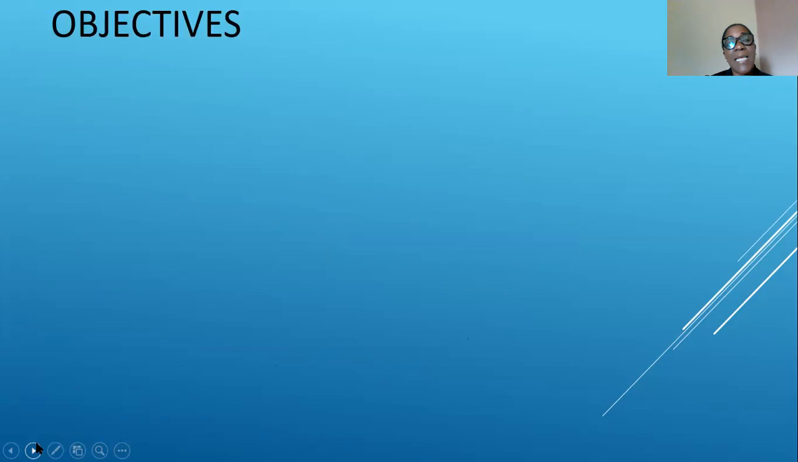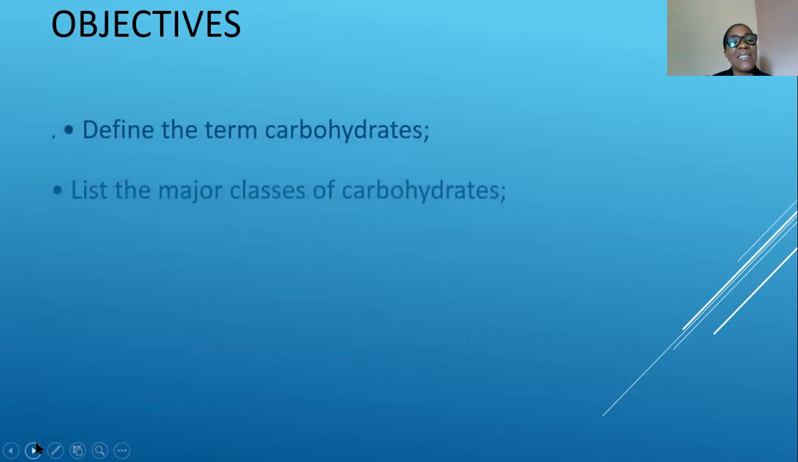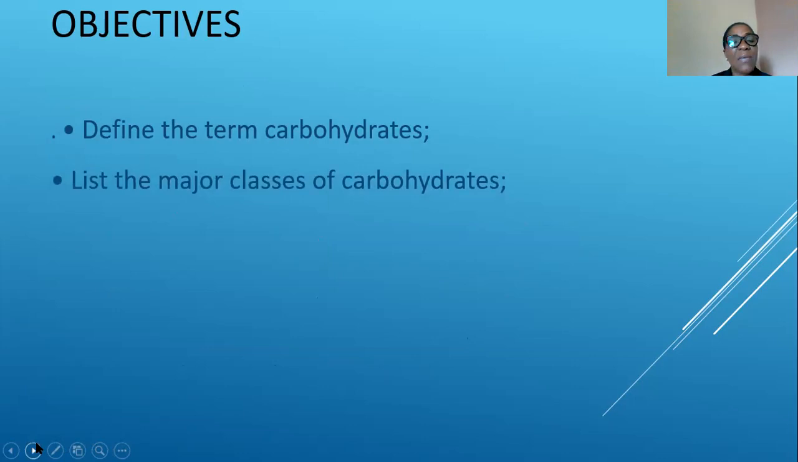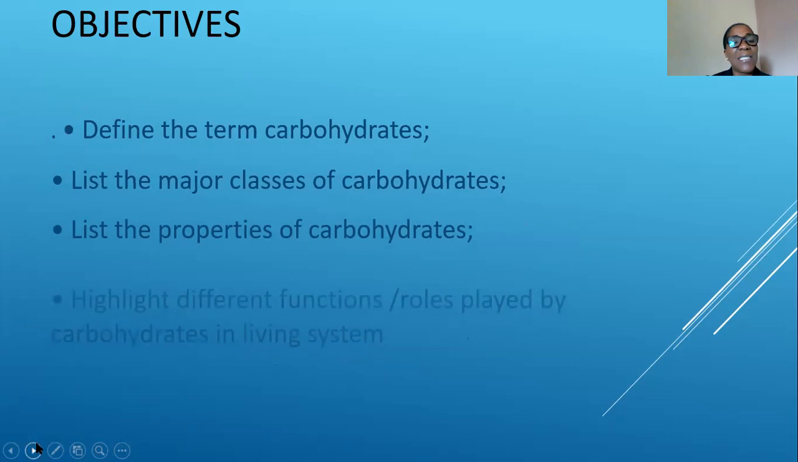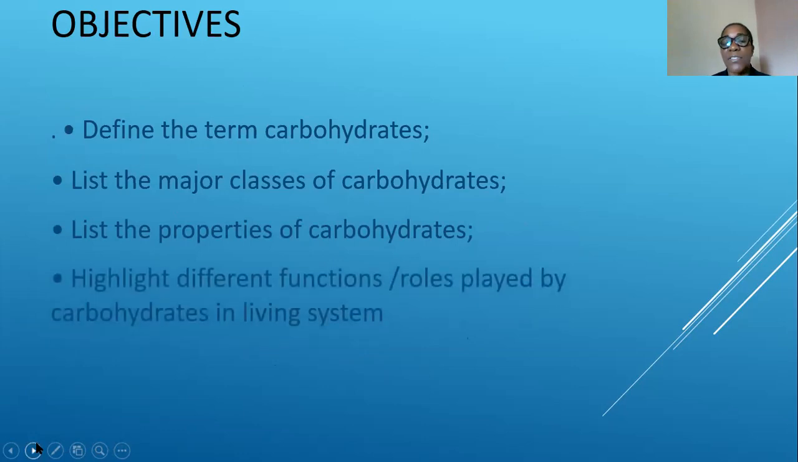Now, at the end of this class, you should be able to define carbohydrates, list the major classes of carbohydrates, list the properties of carbohydrates, highlight different functions or roles played by carbohydrates in living systems, and explain the stereochemistry of carbohydrates. So let's start.